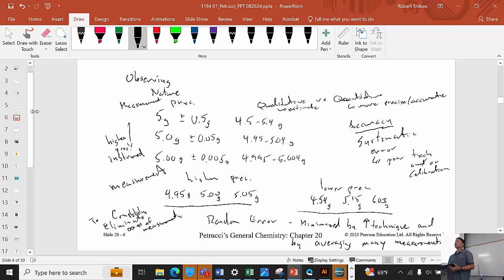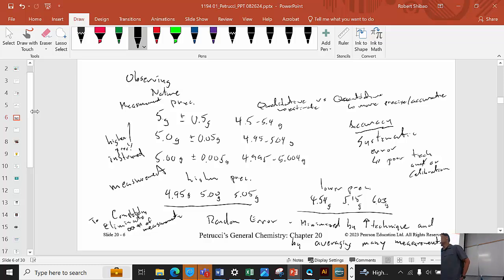So a qualitative measurement would be like there were 1,000 people at the concert. A quantitative measurement would be, well, we counted 998 people, not 1,000. So 1,000 would be an estimate, 998 would be quantitative. Does that make sense?